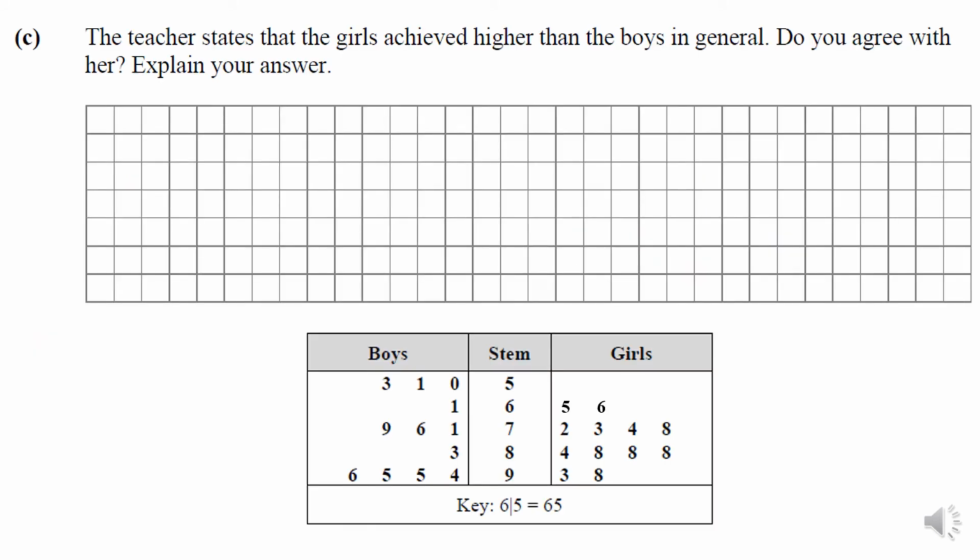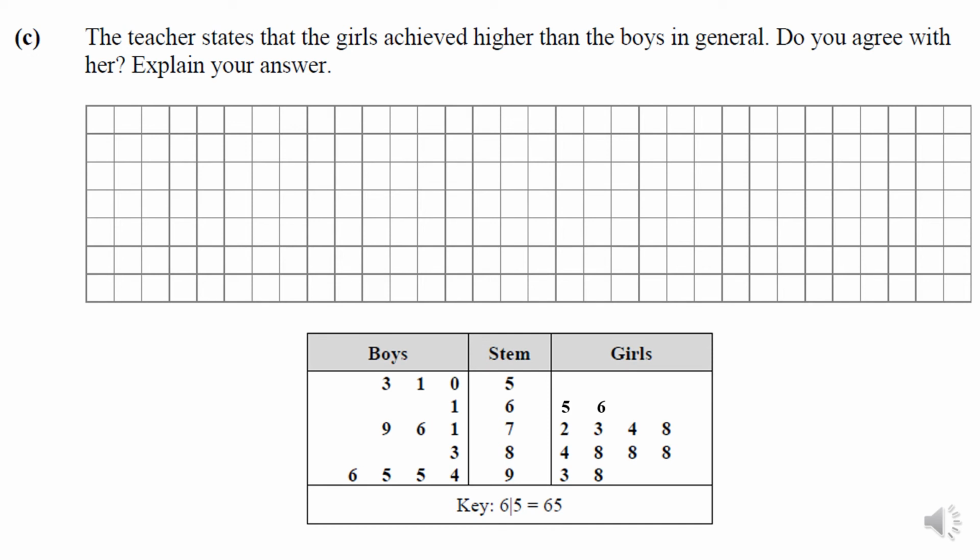Now, part C. The teacher states that the girls achieved higher than the boys in general. Do you agree with her and explain your answer? Now students struggle with this type of question because it's an opinion question and there may be more than one correct answer. So the teacher is saying the girls are better.